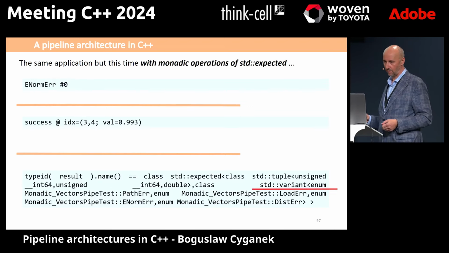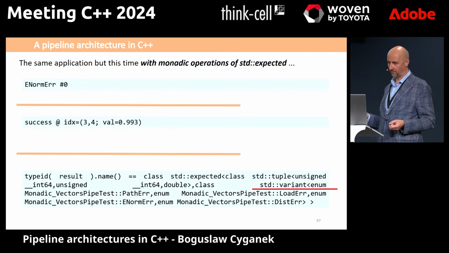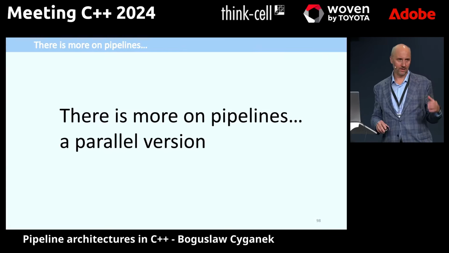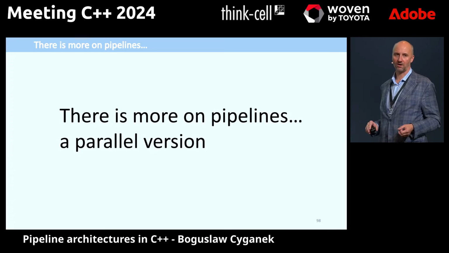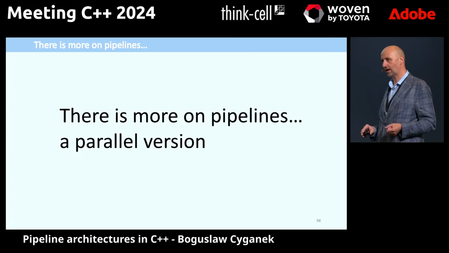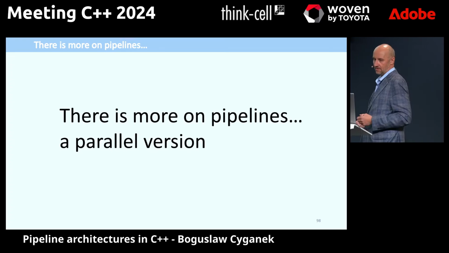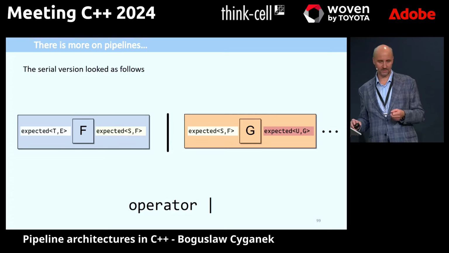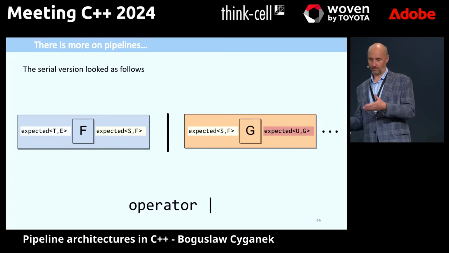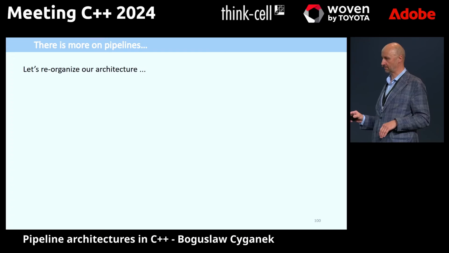My debugging with runtime debugging. You see we have this variant for all these errors. And the last thing on this talk, parallel version. I was thinking, well, it would be nice to have some more performance in these pipelines. So, well, let's start again from this framework. Well, this is our serial version, just the first with expected.